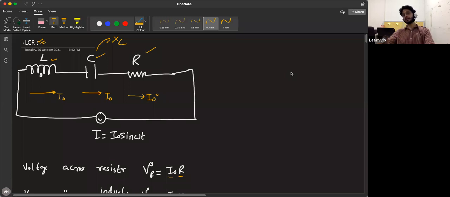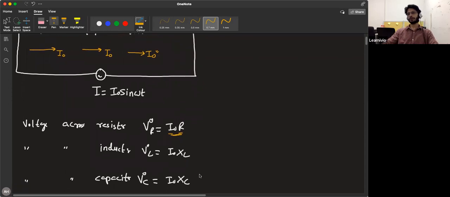If you have XC, the capacitive reactance, now we calculate the voltage drop across the capacitor. Instead of R, we are using XC. For a resistor, we use I naught R. Instead of R, we have XC. Then what is the expression of voltage across the capacitor? I naught into XC. See, across the capacitor, it will be I naught into XC.